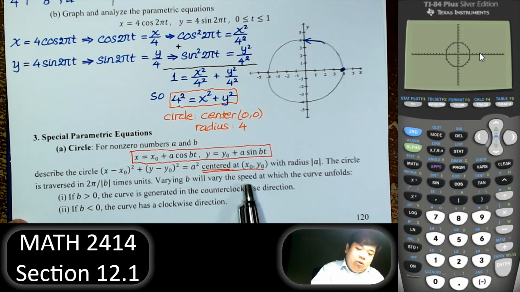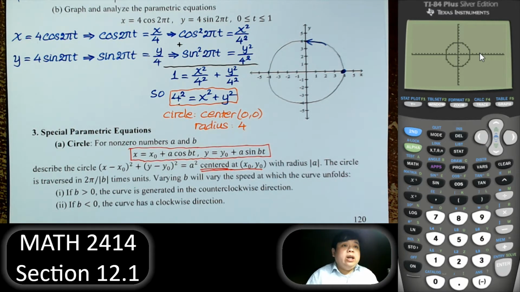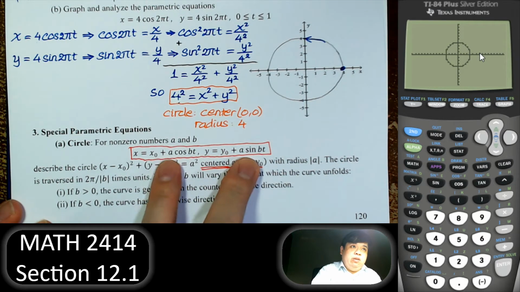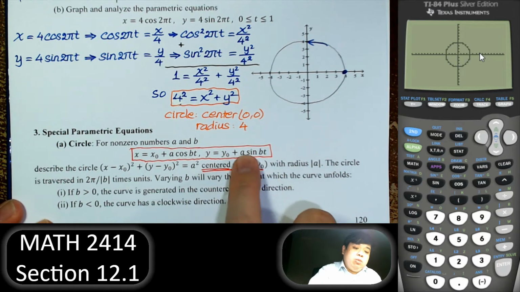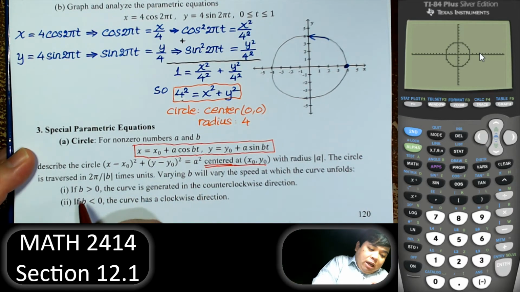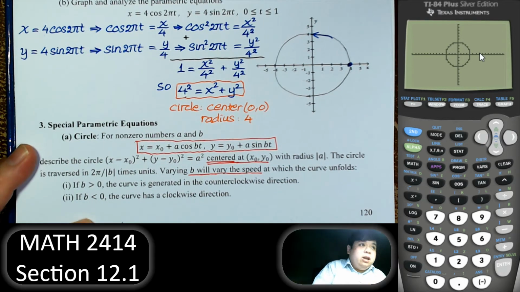Varying b will vary the speed at which the circle with the curve unfolds. By the way, if we want an ellipse instead of a circle, we will change the coefficients, those a and a, to be different numbers. If we put that 2, then we elongate it and make it an ellipse. But that's another example. And then b will vary the speed.